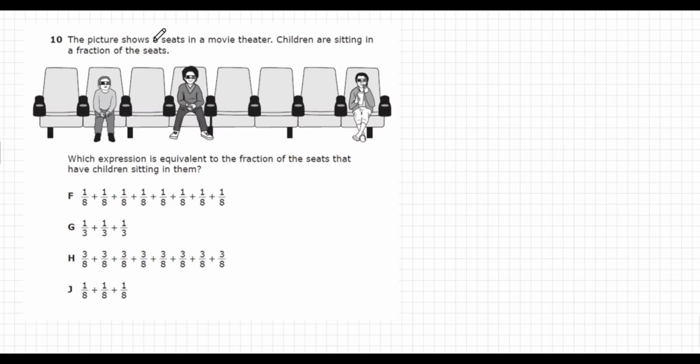Question number 10. The picture shows 8 seats in a movie theater. Children are sitting in a fraction of the seats. Which expression is equivalent to the fraction of the seats that have children sitting in them? 1 child equals 1 seat. There are 8 seats. So the fraction of the seats that a child has sitting on them is 1 over 8. So J is the correct answer.